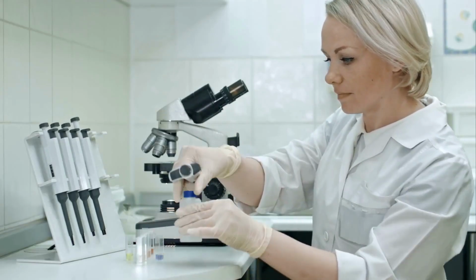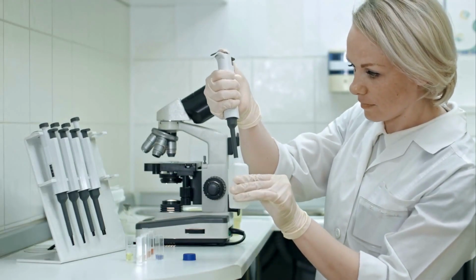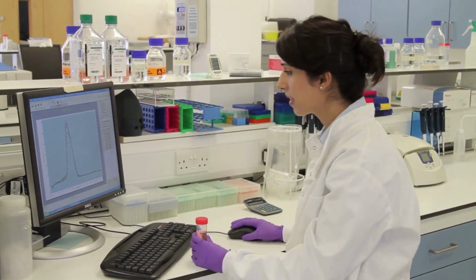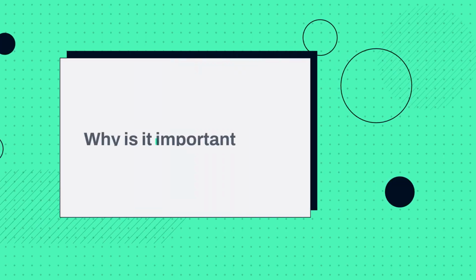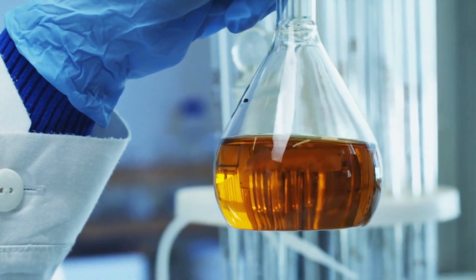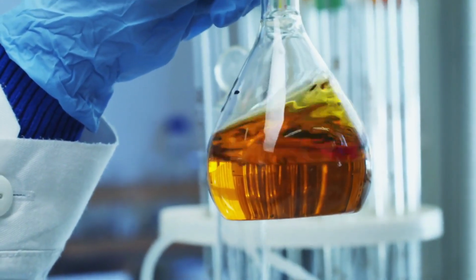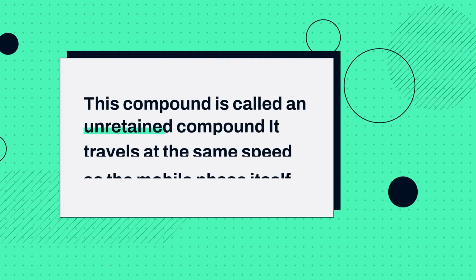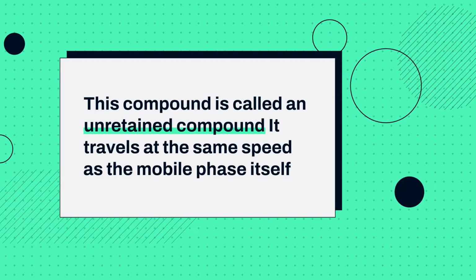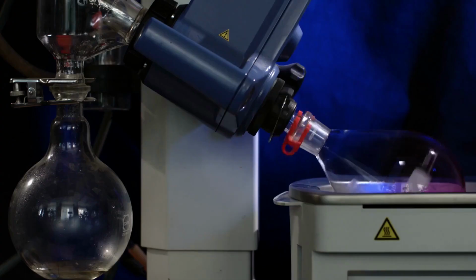It includes the volume of the tubing leading to the column, the injector, and the detector cells as well. This total non-interacting volume is crucial. Why is it important? First, the void volume tells you when the very first compound that doesn't interact with your stationary phase will come out of the column. This compound is called an unretained compound. It travels at the same speed as the mobile phase itself.